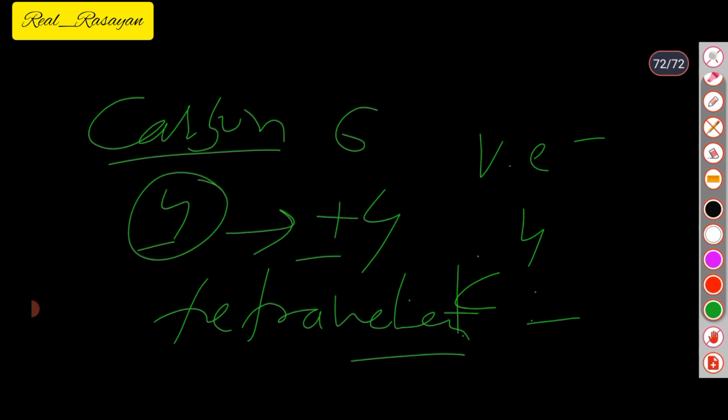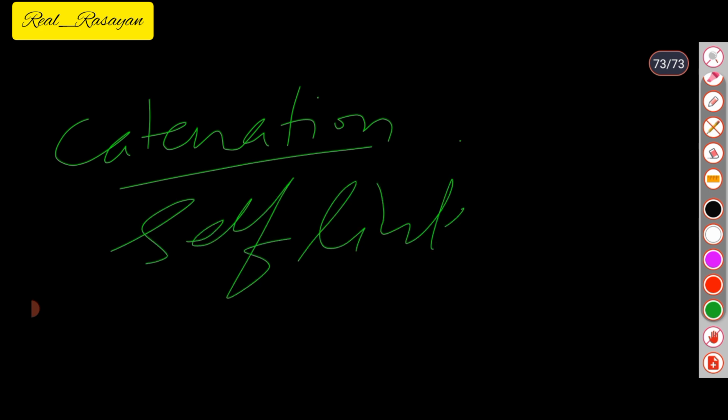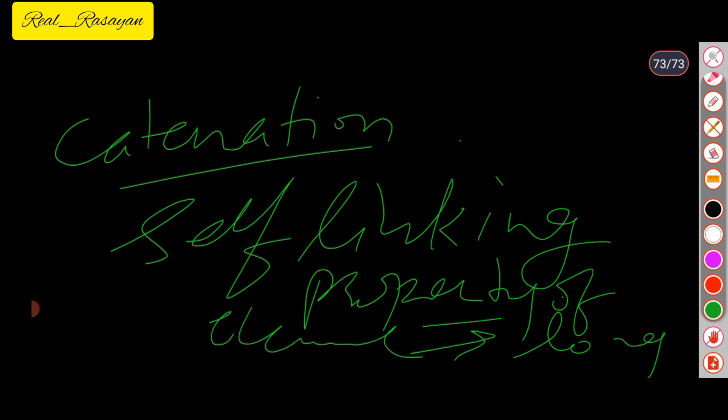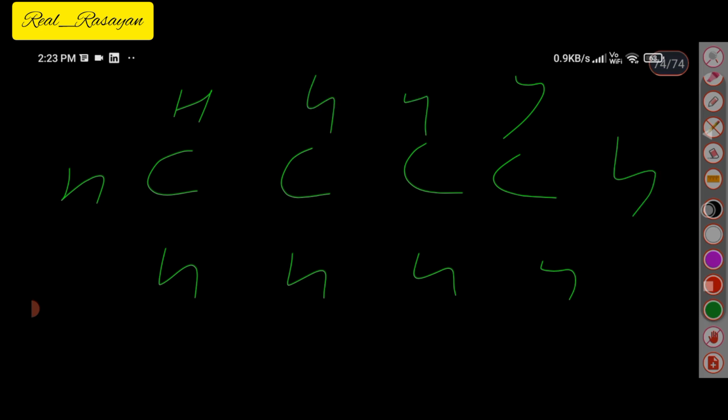It shows catenation. What is catenation? Catenation is the self-linking property of an element to form a long chain. Suppose we have a carbon, another carbon, then another carbon, and the valencies of these carbon atoms are satisfied with hydrogen atoms. So this is an electron dot structure. A hydrogen atom carries a single electron, that is used in the formation of a covalent bond.